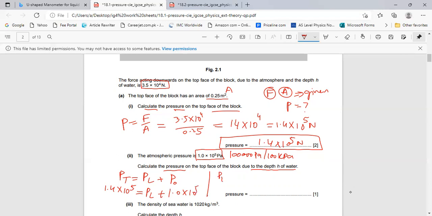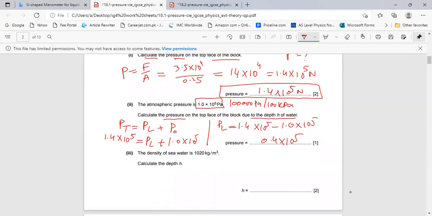So you'll do a bit of maths. You will subtract these two, like shift atmospheric pressure to the other side. So the answer would be 0.4 into 10 to the power 5. That is your answer. The next is: density of seawater is 1020.